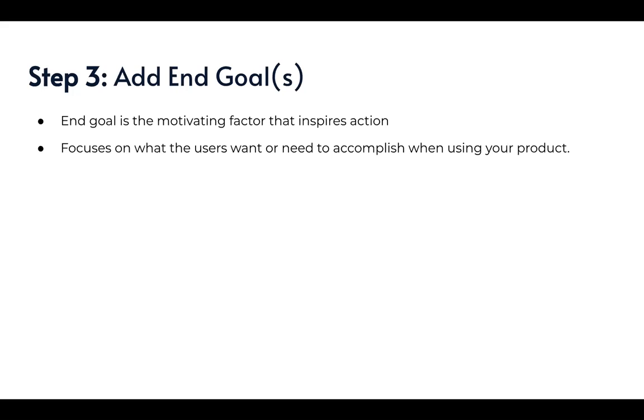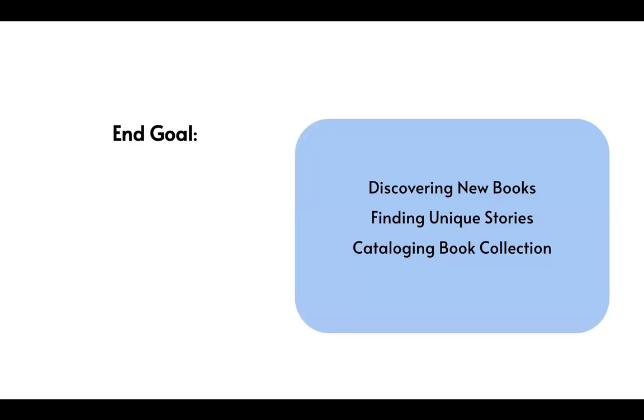So the end goal, step three, is the end goal. The end goal is the motivating factor that inspires action and answers the question, what do users want or need to accomplish by using your product or service? End goals are the main driving forces of your users and determine what the persona wants or needs to fulfill. In the case of Chloe, the end goal would be discovering new books, finding unique stories, and cataloging book collections.